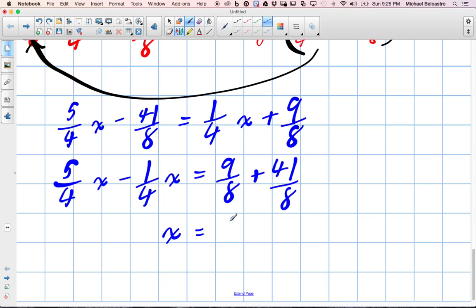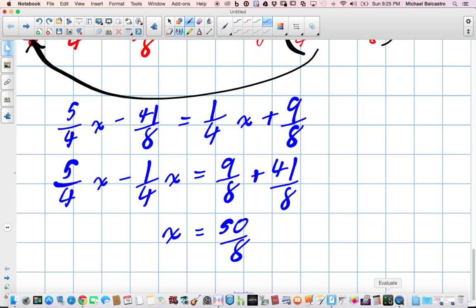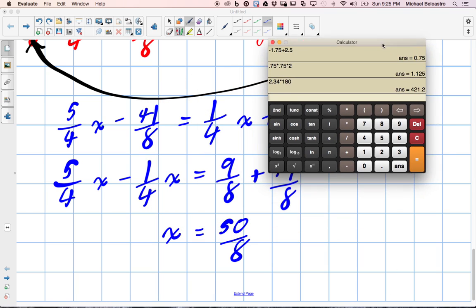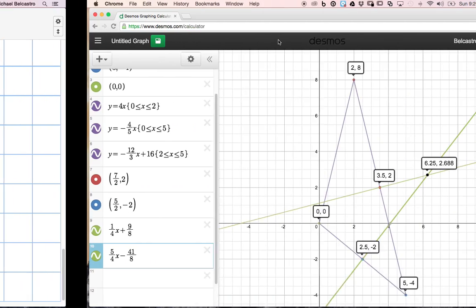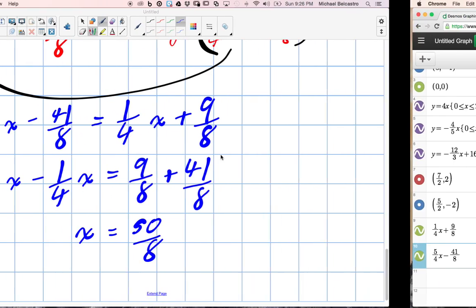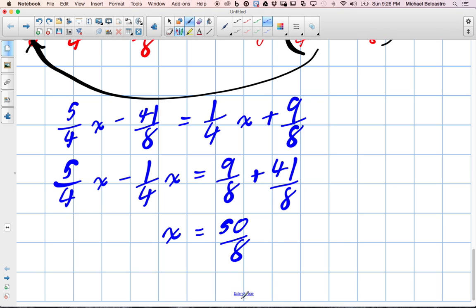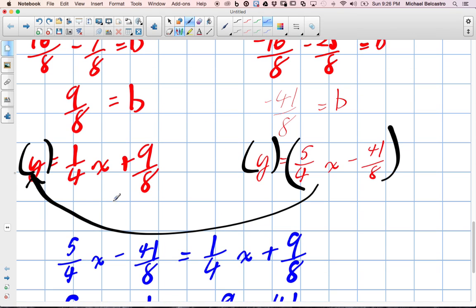When we add these values, we get 50 over 8. And because our program shows things in decimals, we're going to figure out what that is by using our calculator here. 50 divided by 8 is 6.25. So when we take a look over here, 6.25 is definitely the x value. And then to find the y value, we just take either of the equations. I'll take the first one, and we plug in the x value we found to isolate for y.